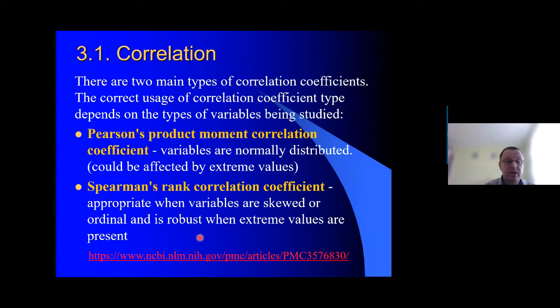Here we have two main types of correlation coefficient. The correct usage of the correlation coefficient type depends on the type of variables being used. So again, we must check the type of distribution before we decide what we should use. Pearson product moment correlation is used when data are normally distributed, and Spearman's rank correlation coefficient when variables are skewed or ordinal, and it is robust when extreme values are present. So I find Spearman rank correlation useful not only for skewed data, but for ordinal data, which is categorical data. Pearson's is only for normally distributed, continuous and discrete values.